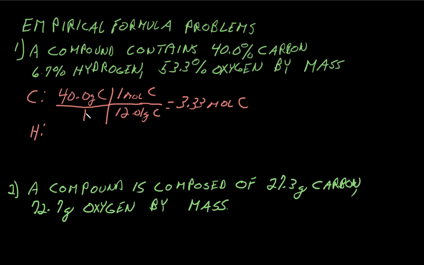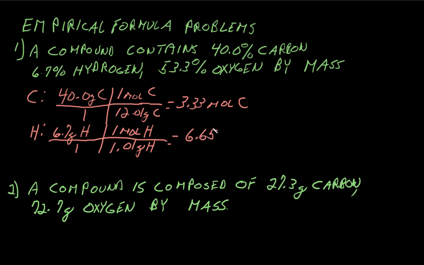So hydrogen, we've got 6.7 grams. And we're going to do the same thing here. I always like to put that over 1. And we'll call 1 mole of hydrogen is approximately 1.01 grams of hydrogen. Again, the grams cancel out, we're left with moles, and so that equals approximately 6.65 moles of hydrogen. Well, let's do the same thing for oxygen.